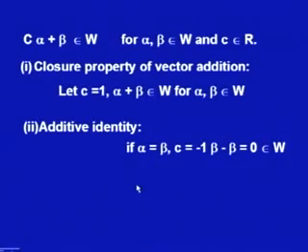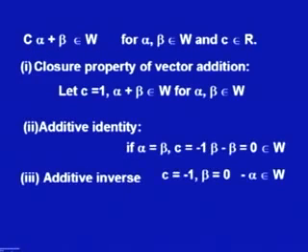So, existence of additive identity in W is established in terms of this condition. Then the next is additive inverse. We have given this condition. So, if I take C equal to minus 1 and beta equal to 0, the existence of beta equal to 0 I have already established. So, if we take beta equal to 0 and C equal to minus 1, substitute it here, it is nothing but minus alpha belonging to W. So, if alpha is there, minus alpha is also in W, and that establishes the additive inverse in W.